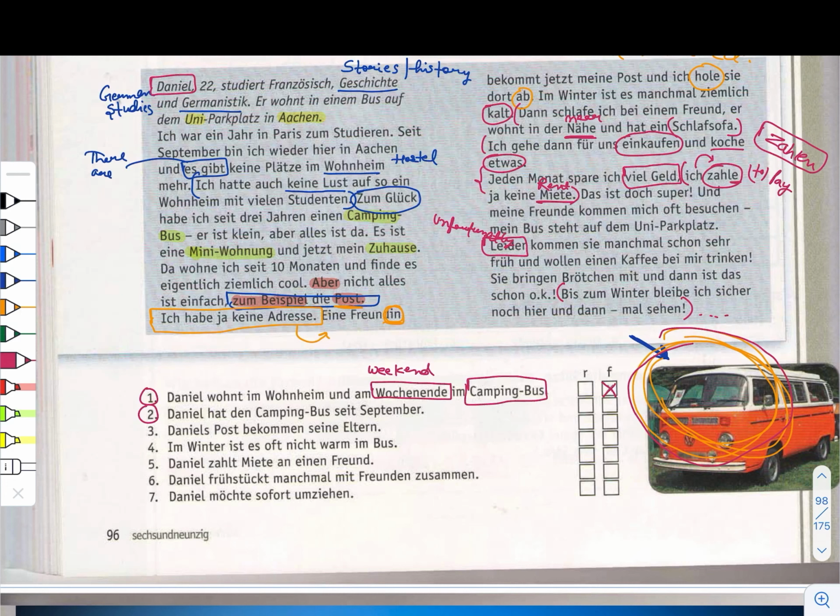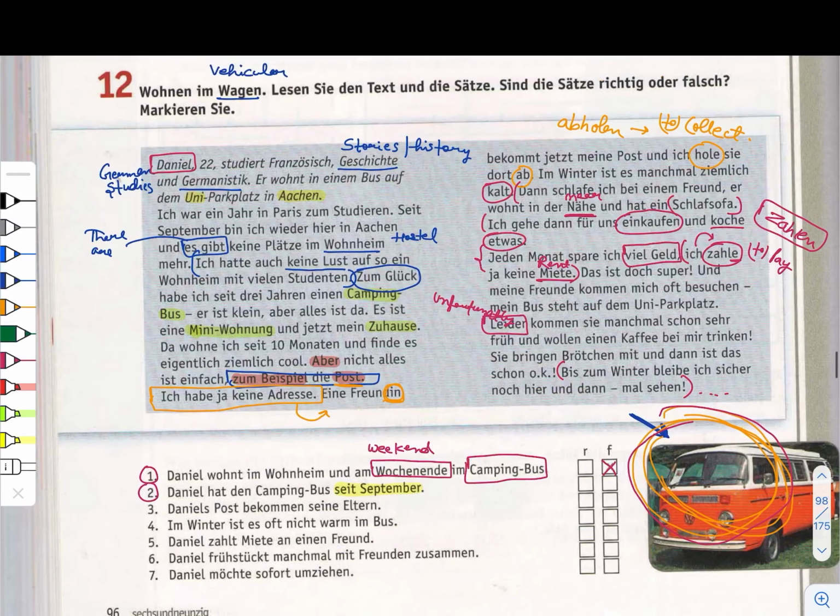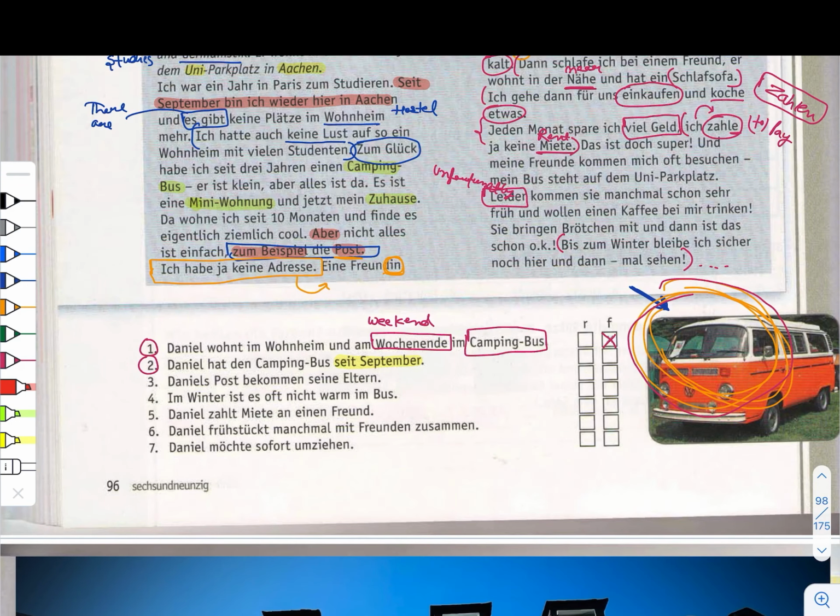Nummer 2. Daniel hat den Campingbus seit September. Daniel has the camping bus since September. Now you need to see this thing here. Since September. Here you will see, seit September bin ich wieder hier in Aachen. They just give information up to this point. So since September I am again here in Aachen, und es gibt keinen Platz im Wohnheim. So there is no information about since when he is living in the camping bus. So we will say falsch because of no information.